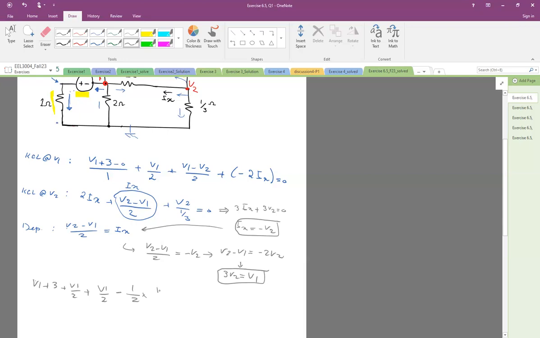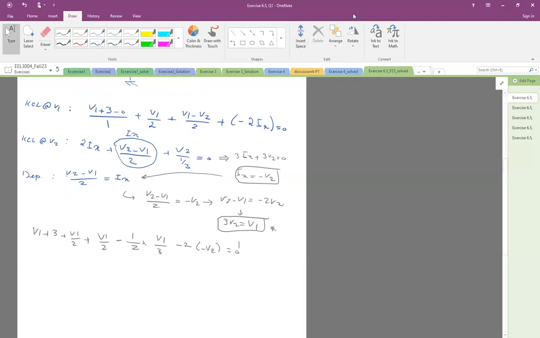Instead of v2, I would put v1 over 3 from this equation. And then minus 2ix, and ix is also minus v2, equal to 0. Okay, still I have v2, so let me get rid of v2. So this is basically 2v2, and then v2 is v1 over 3. So as you see, eventually we got one equation where we only have the variable v1.